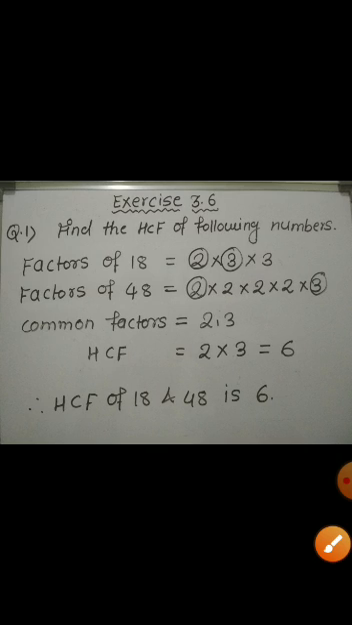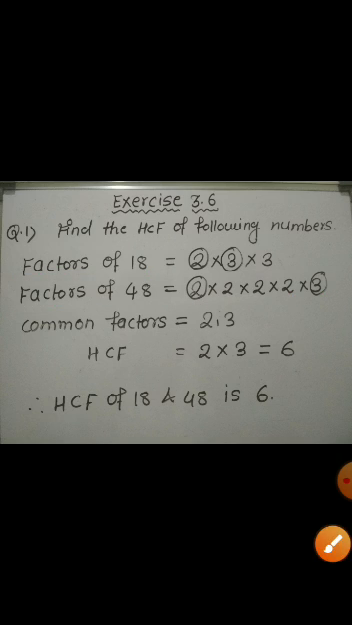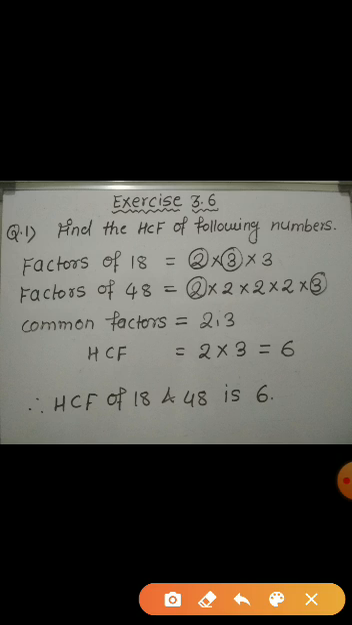Let us write these prime factors first and then we have to find out their common factors. So factors of 18 are 2 into 3 into 3 and factors of 48 are 2 into 2 into 2 into 2 into 3. Now what are the common factors of them? Here you can see that I have made a circle around the common factors of 18 and 48. The common factors are 2 and 3. Here I have written common factors 2, 3. So HCF is 2 into 3, that is 6. Therefore HCF of 18 and 48 is 6.